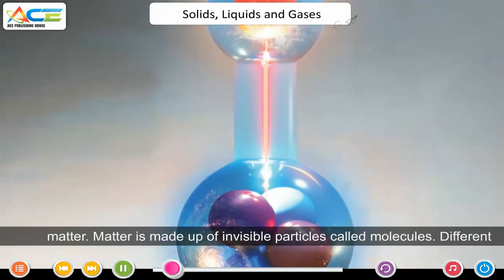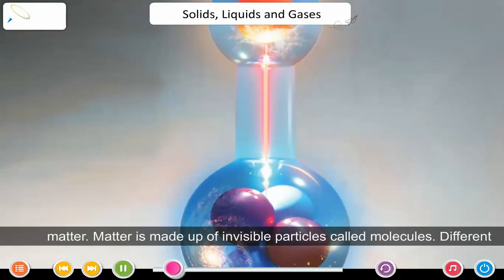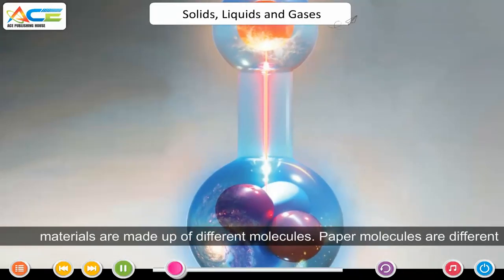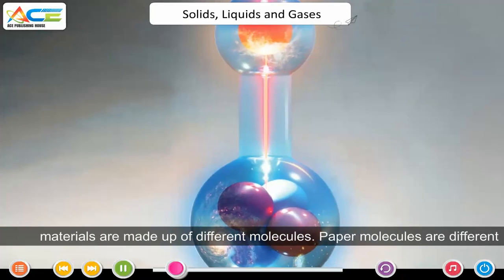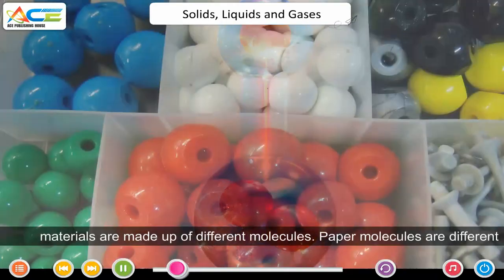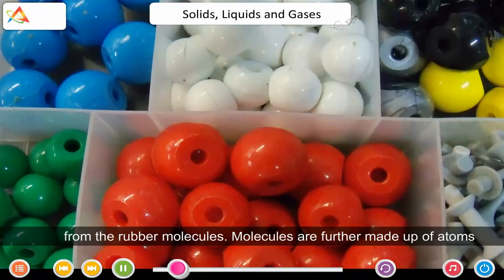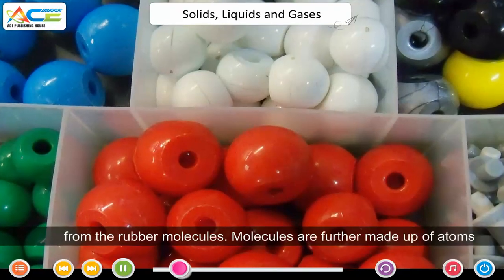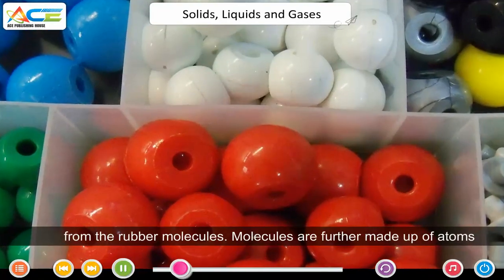Matter is made up of invisible particles called molecules. Different materials are made up of different molecules. Paper molecules are different from the rubber molecules. Molecules are further made up of atoms.